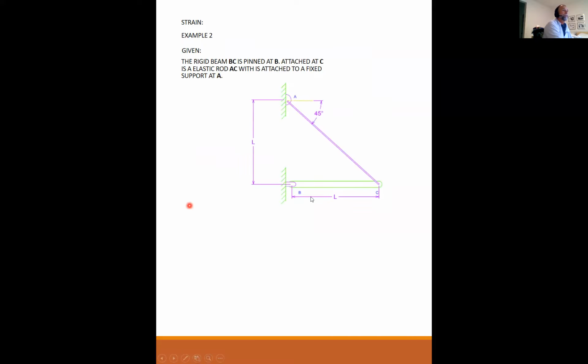Here we have a rigid beam BC that is pinned at B and attached at C. The rod is elastic AC and is attached to A. So in the unstressed condition, this angle is exactly 45 degrees. You'll also notice this looks very similar to a homework problem that some of you have been working through. It is similar in that this is an equilateral triangle. This is L and this is L.